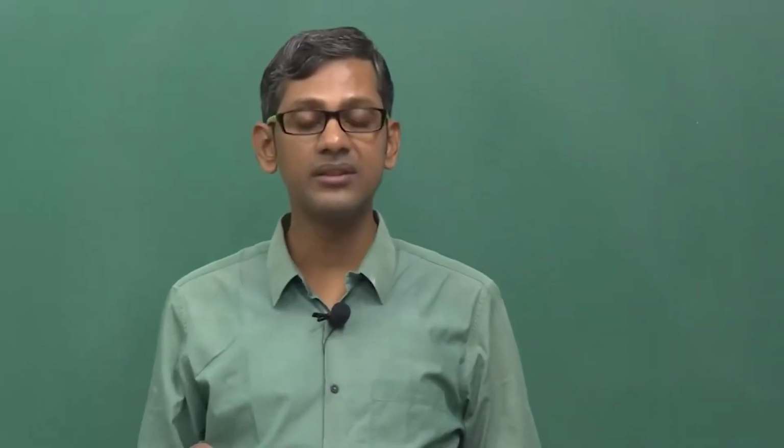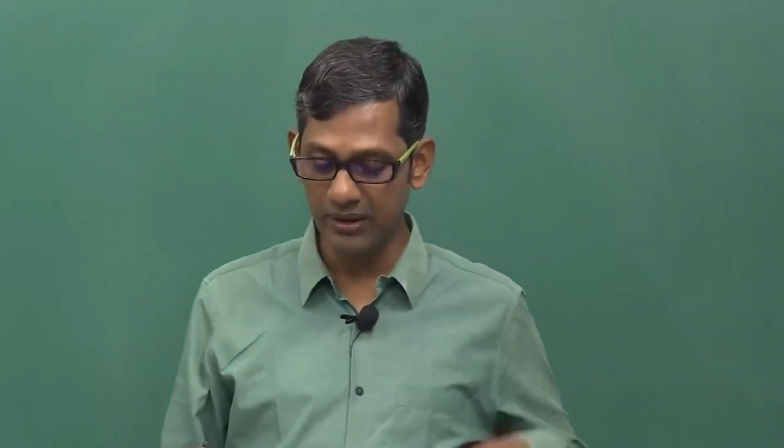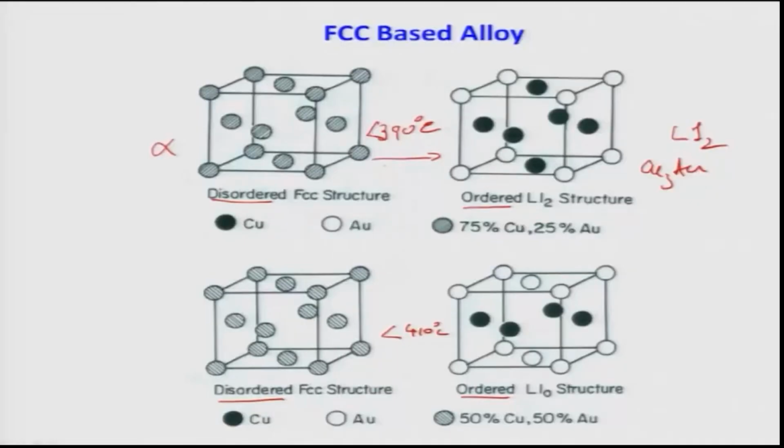On the other hand, below 410 degrees Celsius, the copper atom preferentially goes to the middle layer. As you see here, copper atoms occupy 4 face center cubic positions and gold atoms occupy 8 corners plus 2 face center cubic positions. That means it starts developing a layered arrangement of the atoms. The first layer is occupied by gold, the second layer is copper, the third layer is gold, the fourth layer is copper, just like the sequence I told you. These kinds of structures are known as the L10 structure.